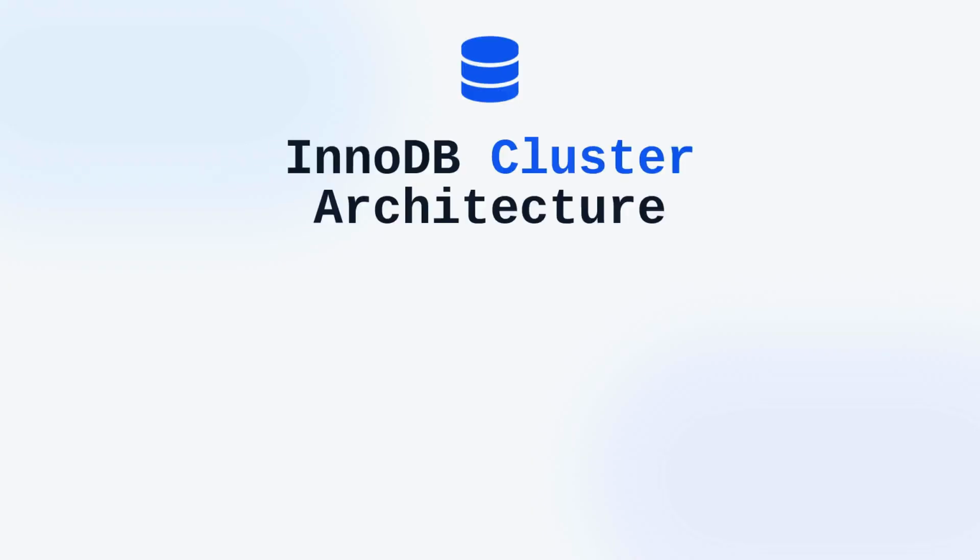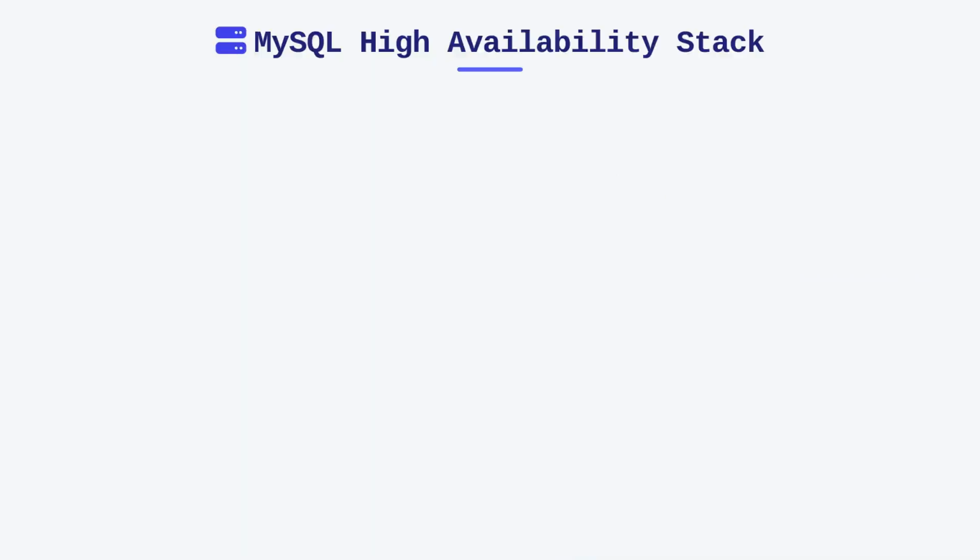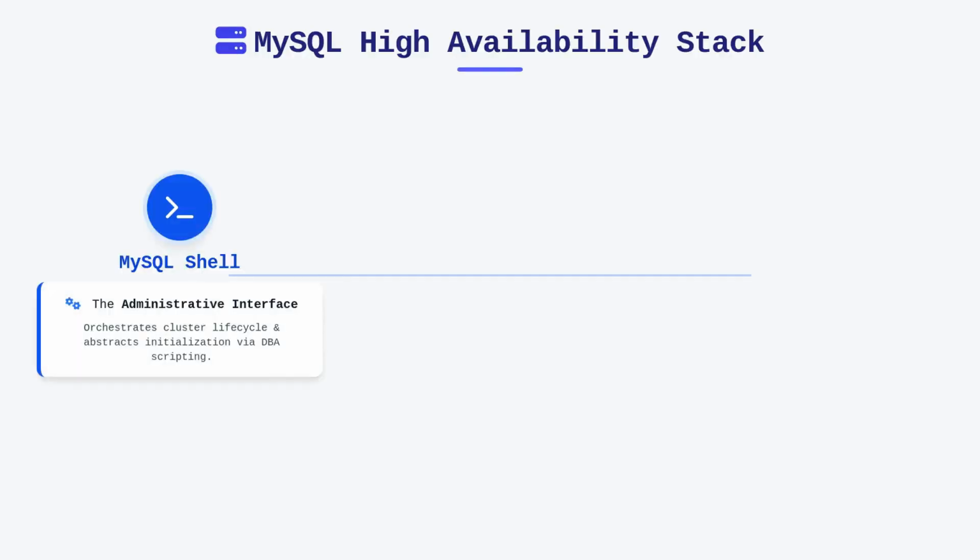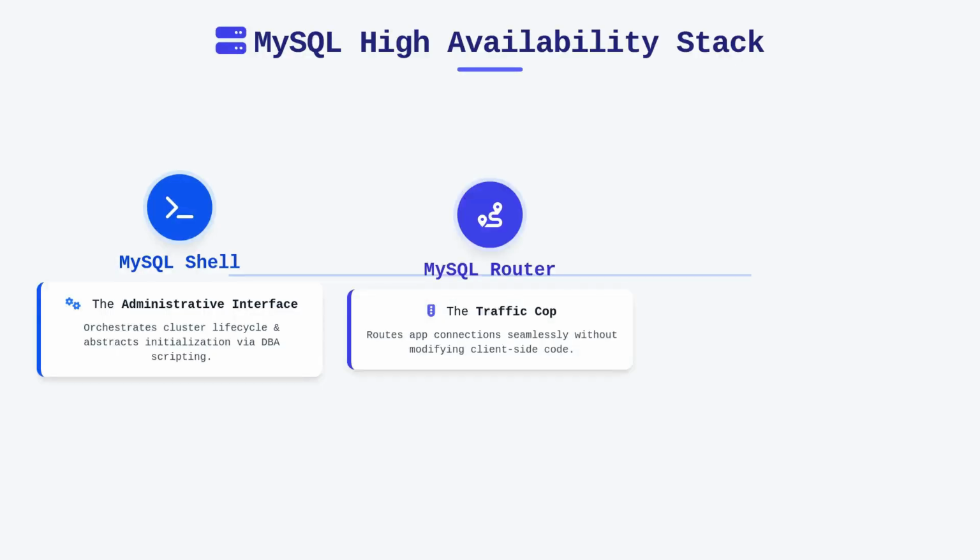Welcome to our discussion on InnoDB cluster architecture, where we will examine the high availability stack that powers modern MySQL deployments. When we talk about high availability in MySQL, we are essentially assembling a cohesive stack composed of three primary pillars: MySQL Shell, MySQL Router, and Group Replication. You should think of MySQL Shell as the administrative interface that orchestrates the entire cluster lifecycle, providing the DBA scripting object that abstracts the complexity of cluster initialization and node management.